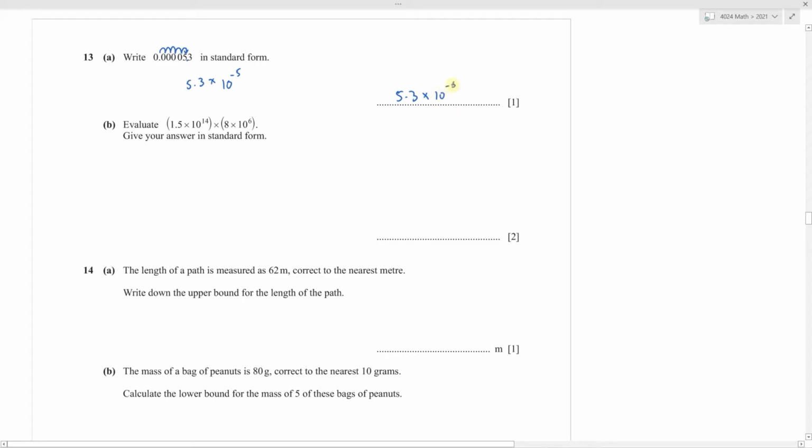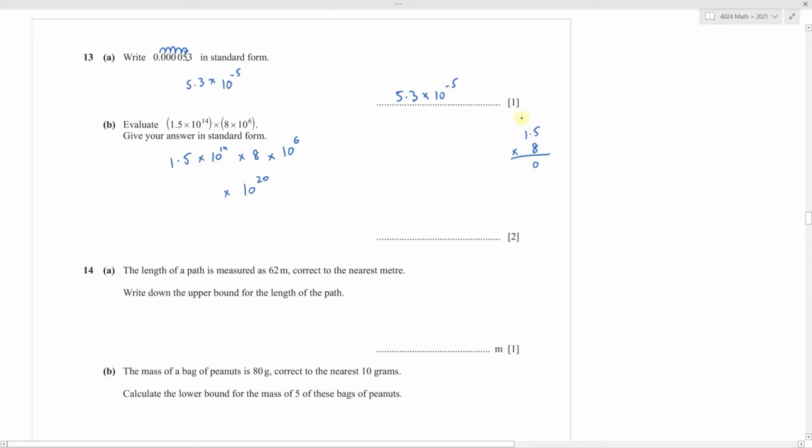So this is 5.3 into 10 power minus 5. Part B is evaluate 1.5 into 10 power 14 multiplied by 8 into 10 power 6, giving your answer in standard form. So 1.5 into 10 power 14, let's open these brackets, multiplied by 8 multiplied by 10 power 6. Now I can easily multiply these tens because I simply have to add the powers. So this will become 10 power 20, and then let's multiply 1.5 by 8.